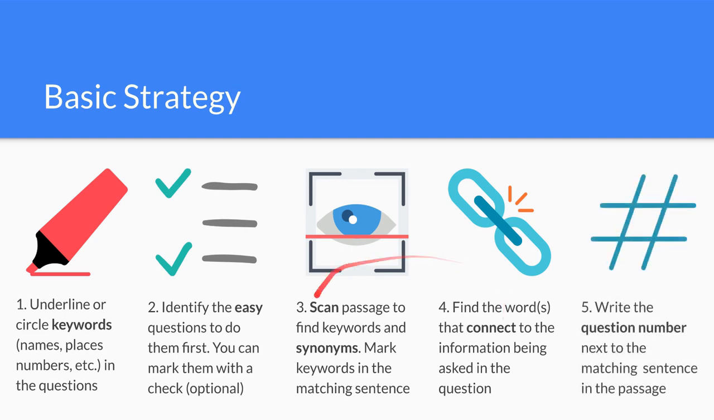Finally, once you have located the keywords and you have located the correct matching sentence, at that point, just answer your question and put the question number next to the place in the reading passage where you have found your answer. Again, you already know why we do this. We do this because the multiple choice question always goes in order.